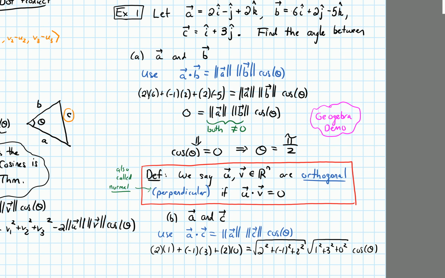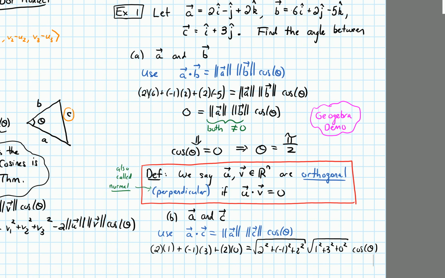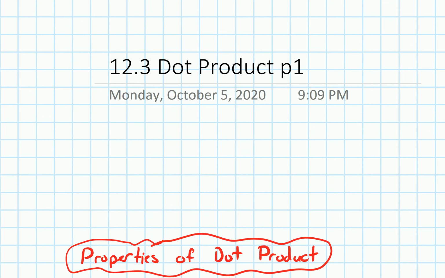All right, so now let's continue to simplify this. The left-hand side becomes negative 1. And on the right, we end up with root 9 times root 10. Okay, I'm running out of room, so let's go to the next page. We had negative 1 on the left, and on the right, root 9 times root 10 times cosine of theta. And isolating for cosine of theta, we get negative 1 over 3 root 10 equals cosine of theta.